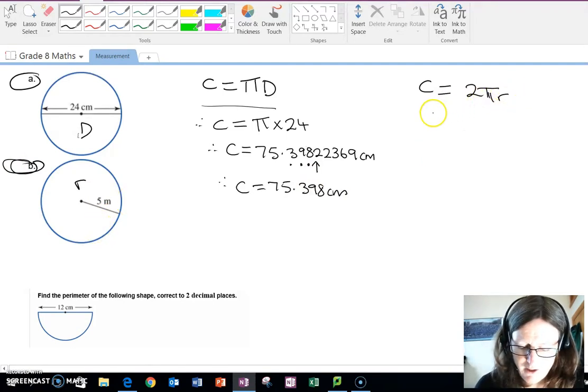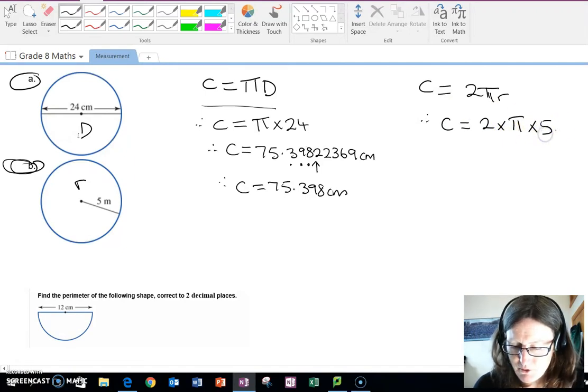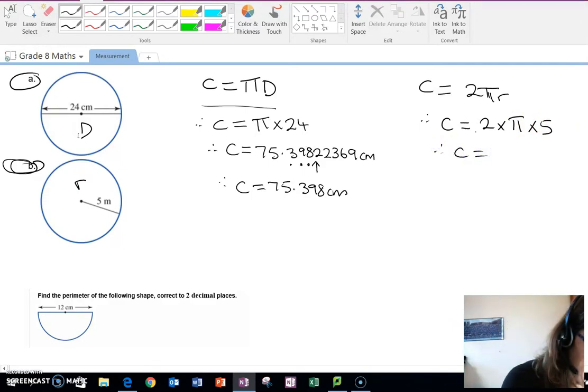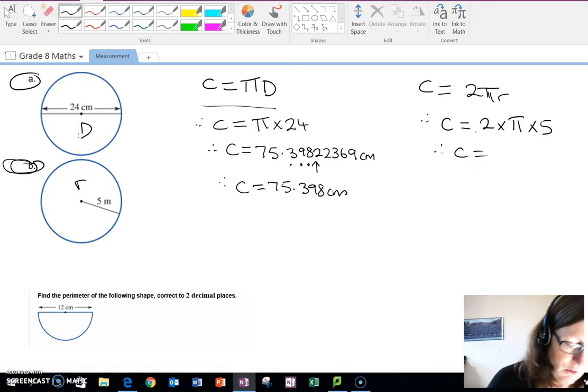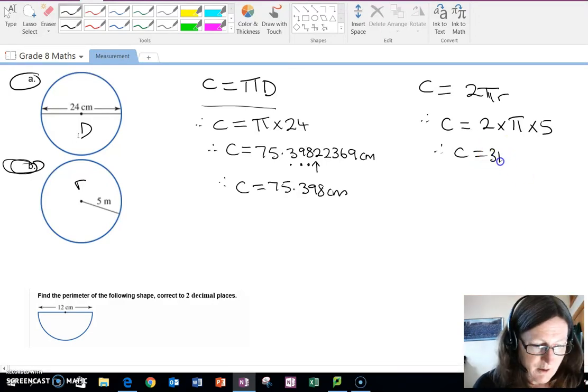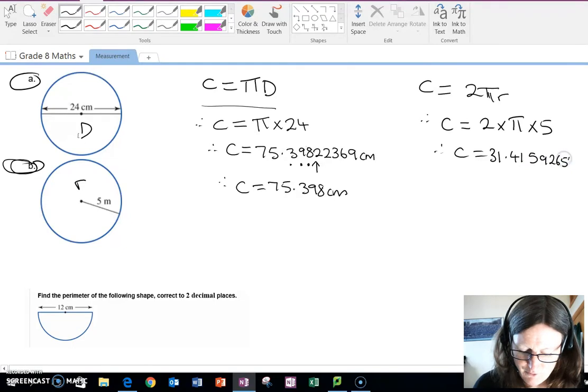Looking at our second example here, we are given the radius, so therefore we choose this formula, C equals 2 pi r, and we write C for the circumference equals 2 times pi times 5, because the radius is 5. If we put all that into our calculator, 2 times pi times 5, we get 31.41592654. Again, let's round this off to 3 decimal places.